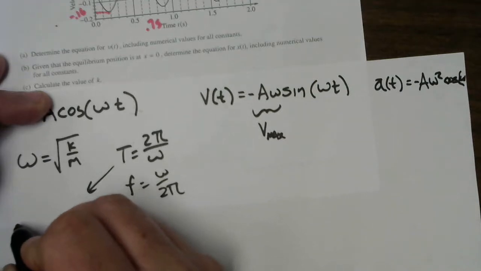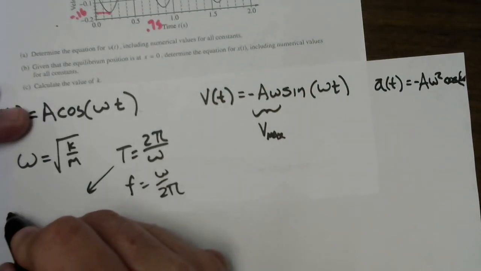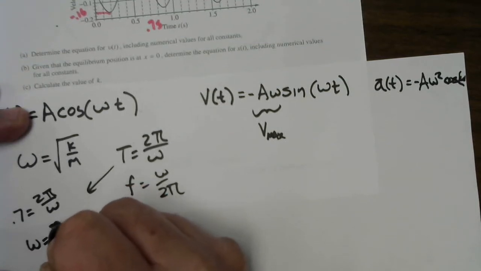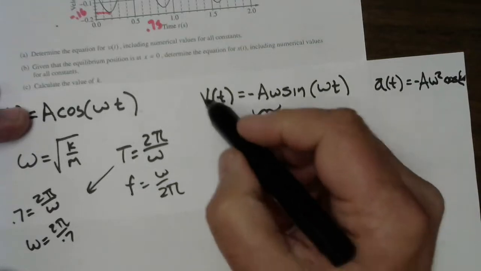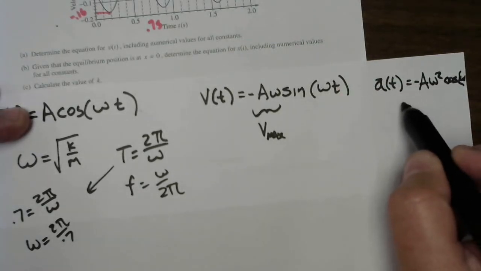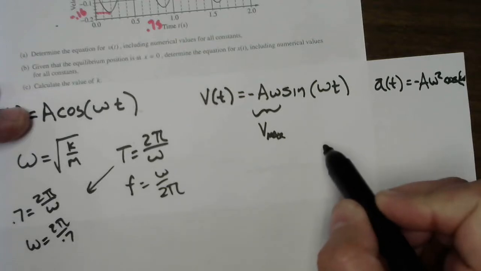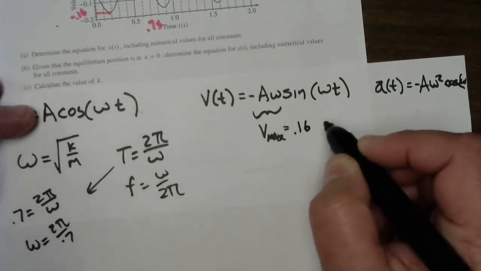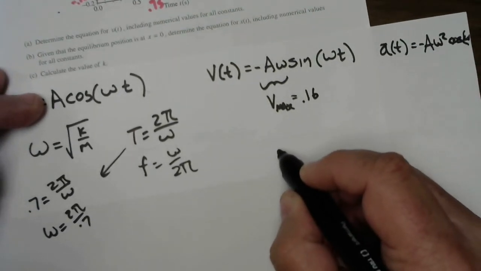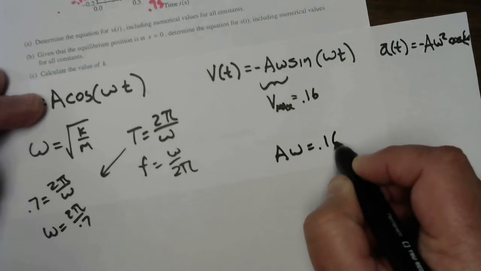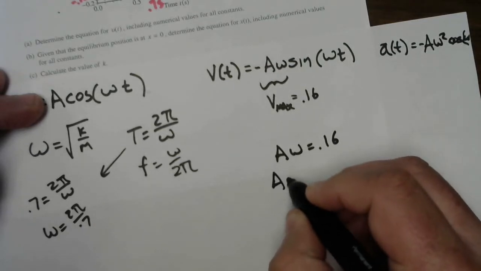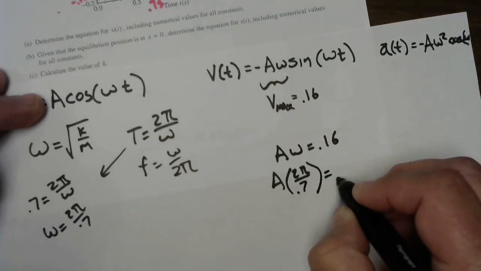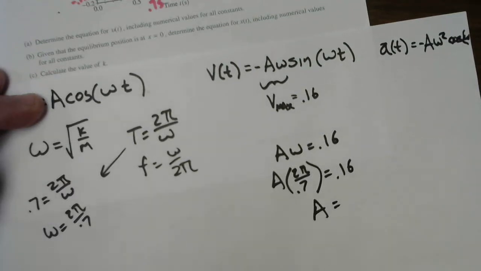Utilizing this piece of information, we're going to say that the period, which is 0.7, is equal to 2 pi over omega. This way, omega is 2 pi over 0.7, and now we can come over here. What was our other thing that we were going to do? A times omega. Okay, V max, and that's 0.16. So we also know that A times omega equals 0.16. Now that omega is 2 pi over 0.7, A times 2 pi over 0.7 equals 0.16, we can figure out that A equals something.